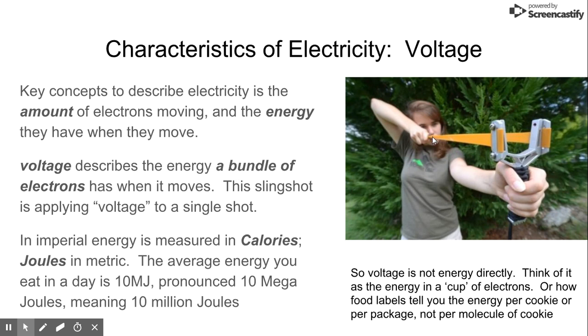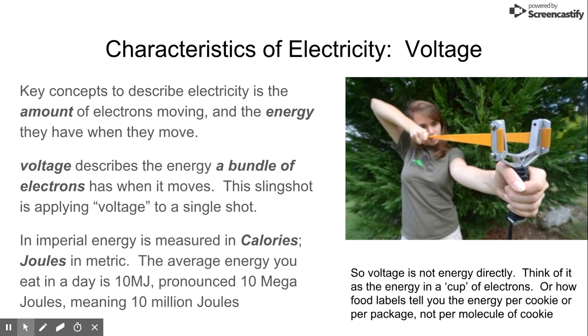So this child here is putting energy into this marble they're about to let fly with. So that would be like the voltage on a battery. The higher the voltage, the bigger the stretch, and you're going to fire the electron with a lot more energy. In imperial measure, the energy would be measured in calories. In metric, it's joules. So in a day, you eat about 10 million joules of energy.